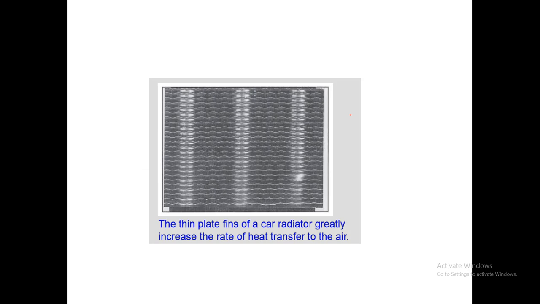Now this is one very common example of a finned system. We have observed it in the radiator of automobiles. For example, this is a radiator, which is also a kind of heat exchanger. Inside the radiator there are small tubes in which water is flowing, and outside the tubes there are small strips or small extended surfaces, and between the spaces of these extended surfaces, air flows across these tubes.